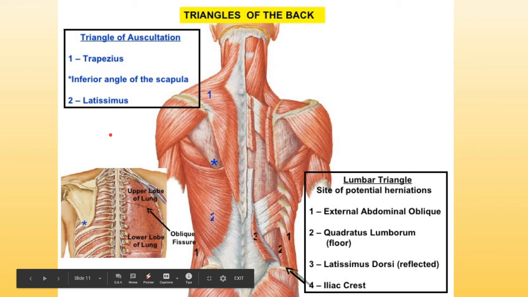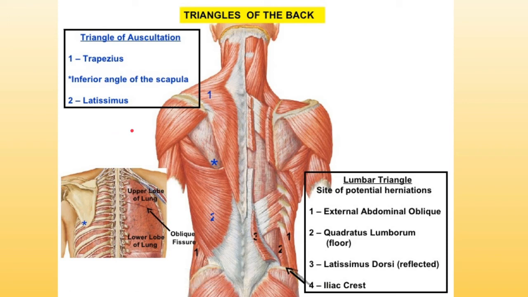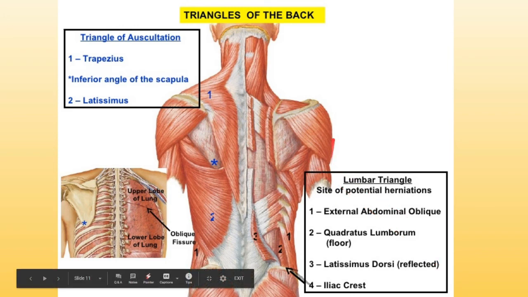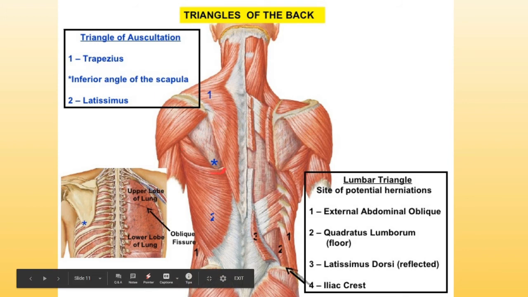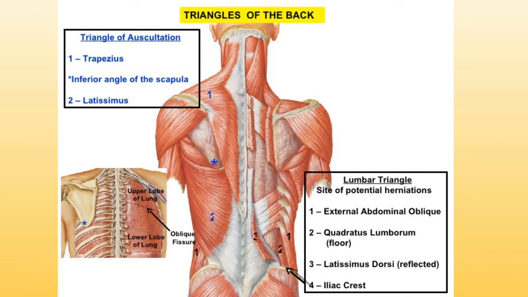Now the very important triangles of the back. We have mainly two triangles in the back, the triangle of auscultation and the lumbar triangle of Petit. Over here, as you can see, this is the triangle of auscultation. The medial border of the triangle is formed by the lateral border of the trapezius muscle. The lateral border is formed by the medial border of the scapula and also some part of the inferior angle of the scapula. The inferior part is formed by the upper border of the latissimus dorsi muscle. So: trapezius muscle, the medial border and inferior angle of the scapula, and the latissimus dorsi muscle.